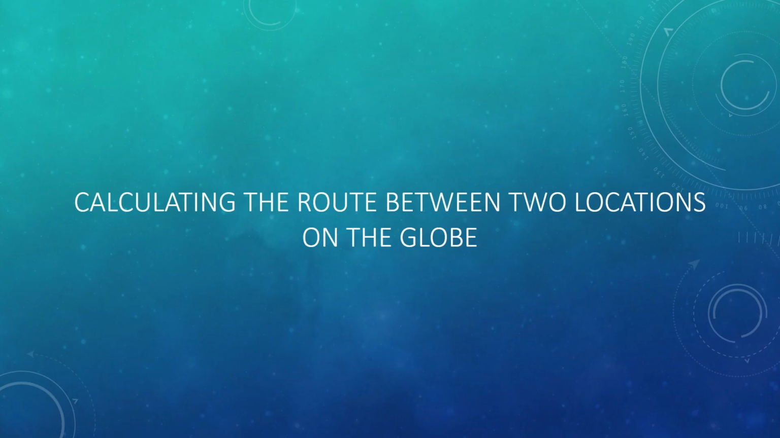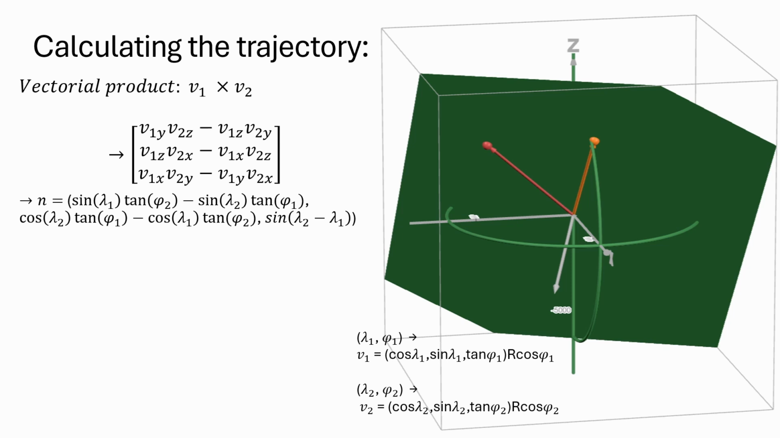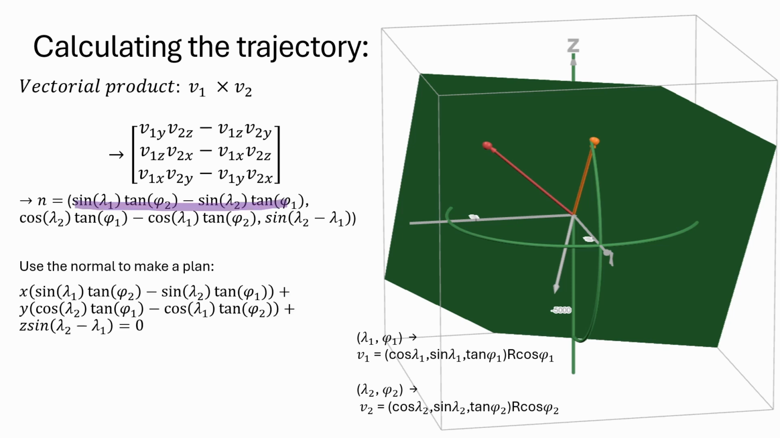Now we're going to calculate the route between two locations on the globe. What this means is we're going to calculate every single finite point in that trajectory. And that specific route is the shortest route possible. The way we do this is first we take our two vectors and do a vectorial product, which gives us a normal. And now we use the normal to make a plane that passes through both points. Just by doing these substitutions is how we make the plane. As you can see, x, y, and z are all substituted down here to make the plane.